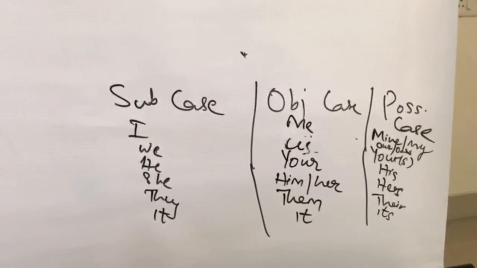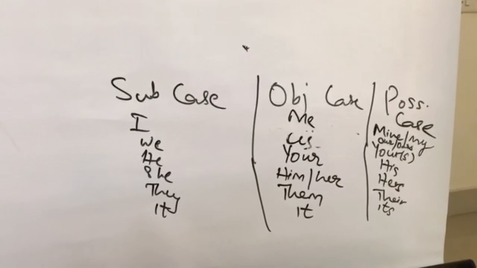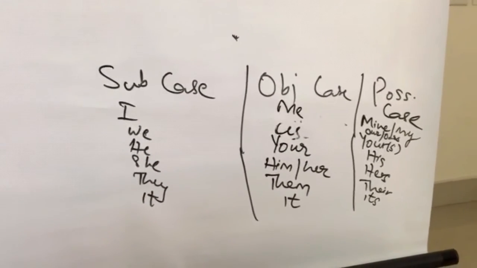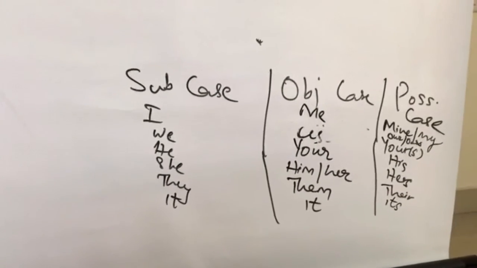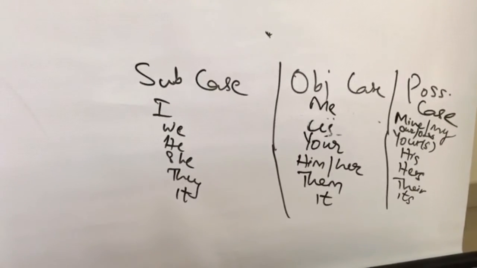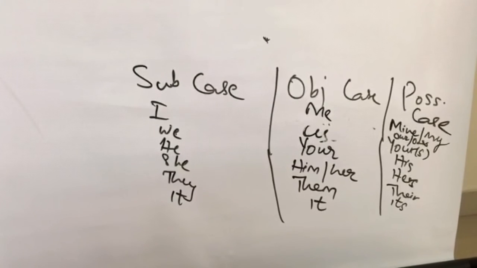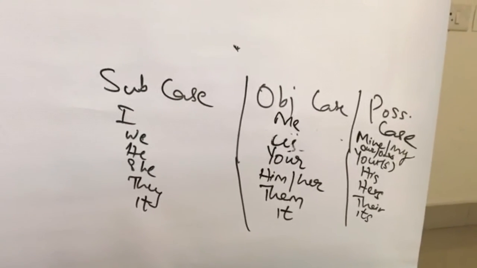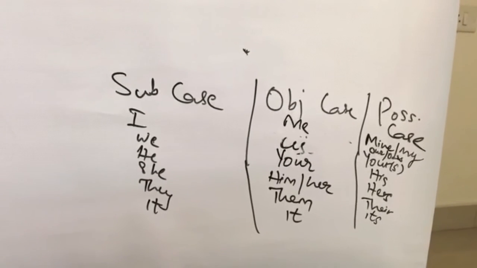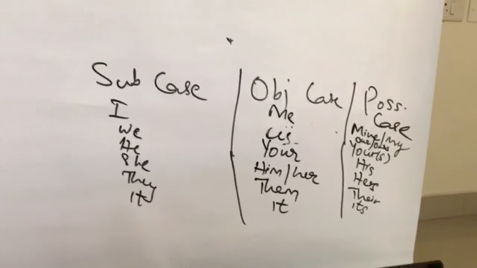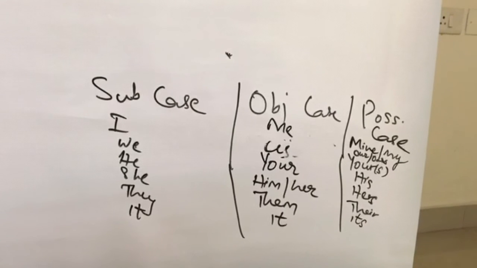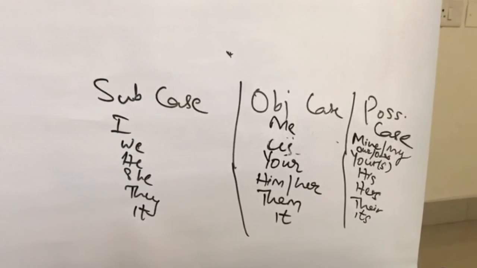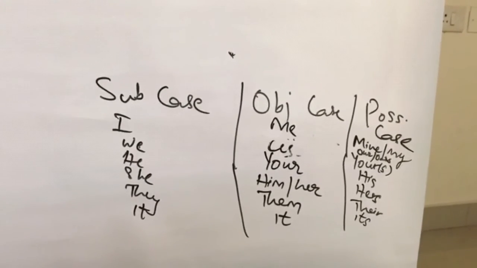What is a subjective case? It comprises things like I, we, he, she, they, and it. Objective case would be me, us, you, him or her, them and it. Objective case pronouns are the pronouns that we use after verbs. Subjective case pronouns are the pronouns that we use in place of a subject or as a subject in a sentence. Possessive case pronouns are the pronouns that we use when we are trying to indicate ownership or belonging. So this includes pronouns like mine, my, our, ours, yours, your, his, hers, their, its, and the like, right?